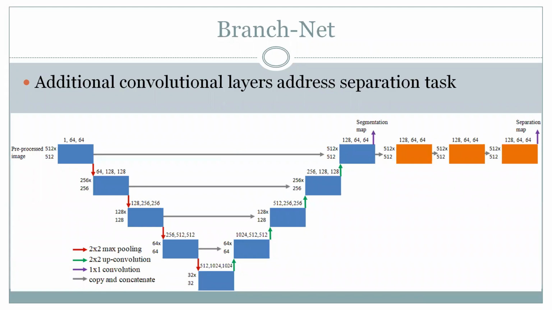The first of our multitask architectures is called Branchnet. This is essentially a UNet, shown in blue, with an extra series of convolutional blocks in orange on the end. The segmentation task output is taken from the end of the UNet as normal. The role of the extra convolutional blocks is to then convert the segmentation feature maps to a separation result, which is taken at the end of the network.